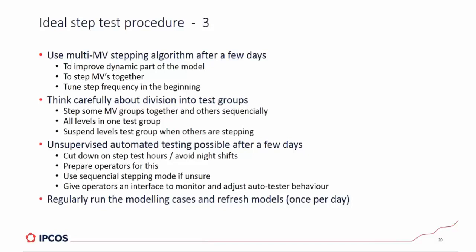I would say totally unsupervised automated testing should be possible after a few days. That would mean when the main CVs have been put active in the application. Let's say, once again depending on the scope, we should be able after about 5 or 6 days to cut down on the amount of test hours that we actually spend on the plant. We might even be able to avoid night shifts by letting the application step for us.